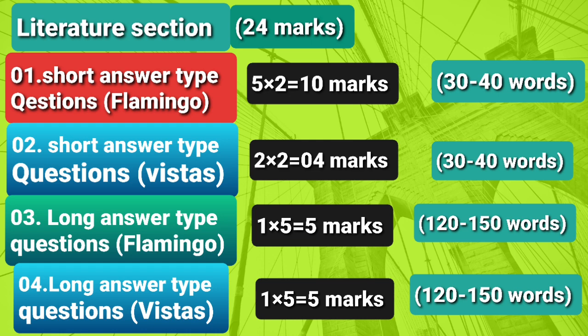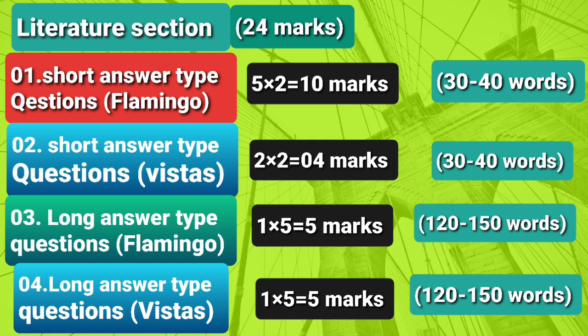6 questions will be asked. Out of 6 you need to answer 5 short questions. Each question will be 2 marks. It means 5 multiplied by 2 is equal to 10 marks. Talking about the second question from literature, again that will be a short answer type question, but this will be from Vistas. So they'll be asking you 3 short answer type questions. Out of 3 you need to attempt 2 questions there, and each one will weigh 2 marks, so that will be in total 4 marks.